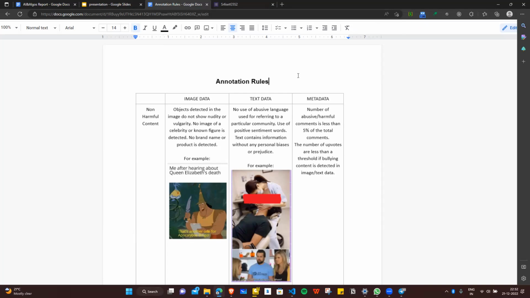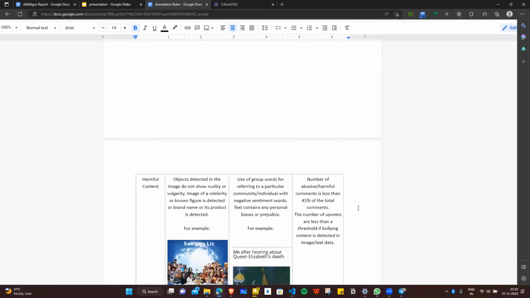For the text, if there is no abusive language, or if it is not referring to a particular individual or a community or a person, then we categorize it as non-harmful content. Then for the metadata part, if the abusive or harmful comments are less than 5% of the total comments, or if the number of upvotes of a bullying post is less than a certain threshold, then we consider it as non-harmful content.